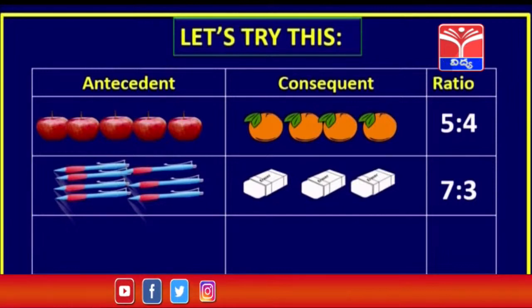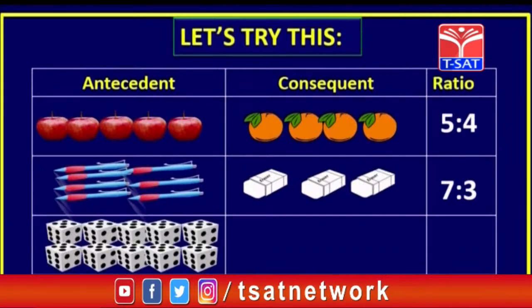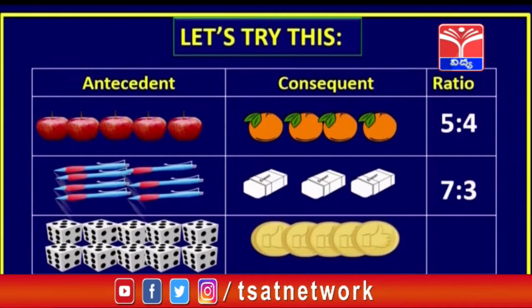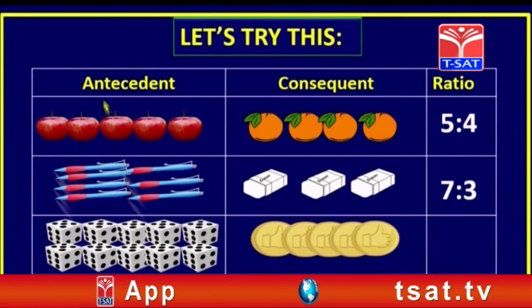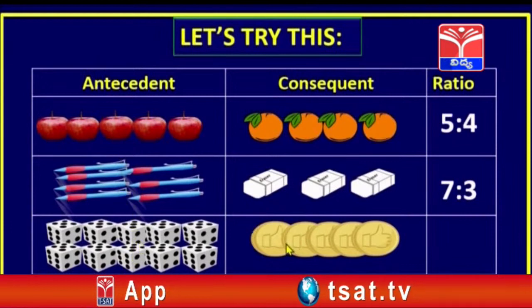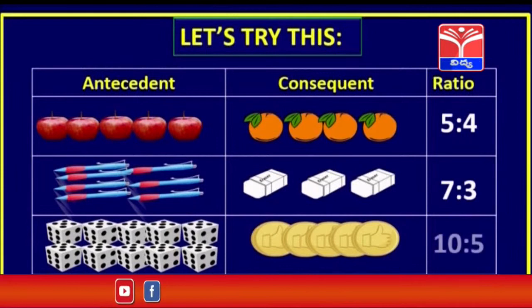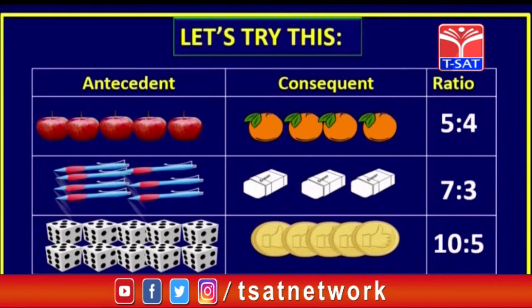Let us move on to our final question, children. So you are given some dice here and also some coins. How many dice are there, children, here? 10. That means antecedent is 10. Now how many coins are there? 5. Consequent is 5. Now the ratio will be 10:5. So children, I hope you understood how to write the ratio.